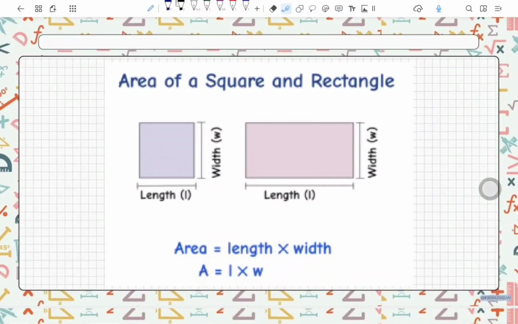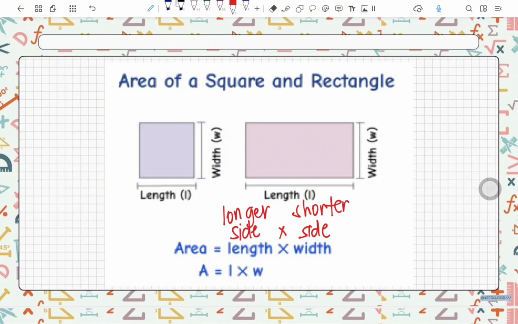We have the area of a square and rectangle. They are similar in formula: length times width. Or sometimes we can just do it as side multiplied by the other side, or shorter side multiplied by the longer side. In a square, since the sides are equal, we can just use side times side. But in a rectangle, since the two sides are not equal, we multiply the longer side by the shorter side.